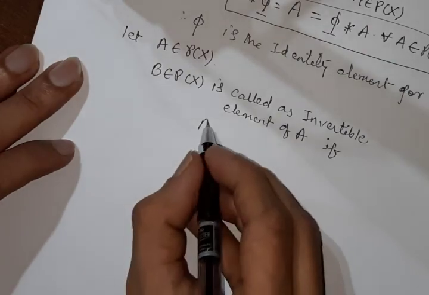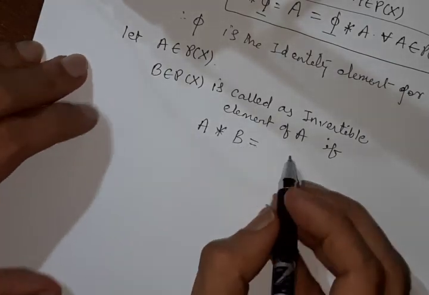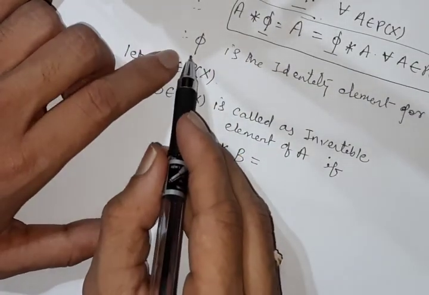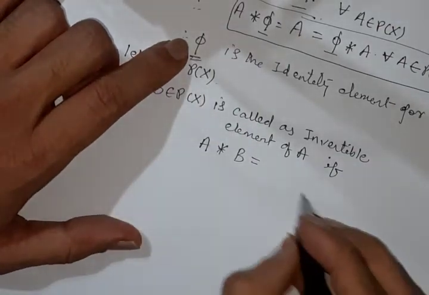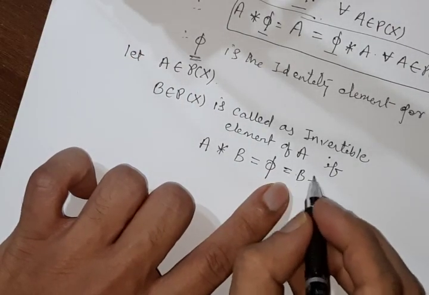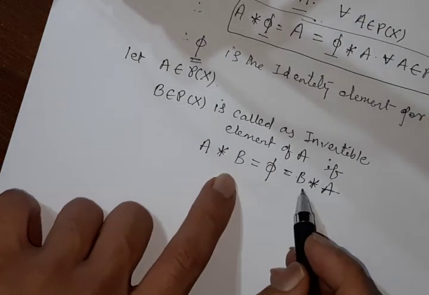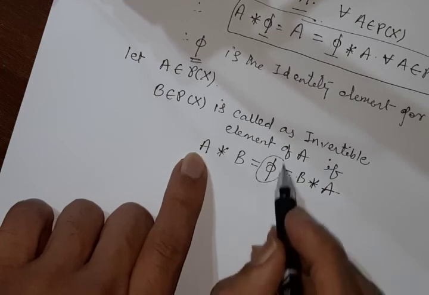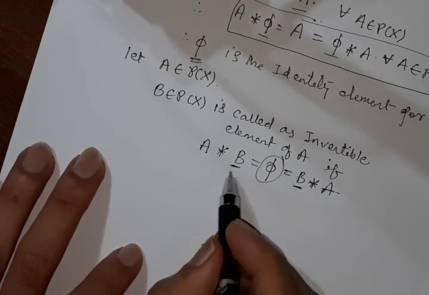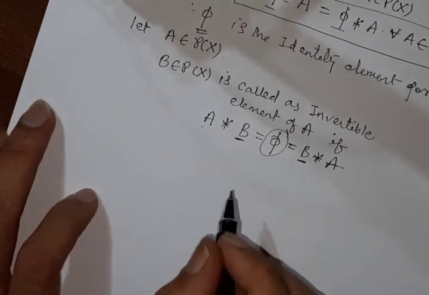If A star B is equal to the identity element for the operation. What is the identity element for the operation? It is phi. Now which is equal to what? Again B star A, that is, if you interchange the order of B and A, again you should get back the identity element. Then this set B will be called the invertible element of the set A, right?